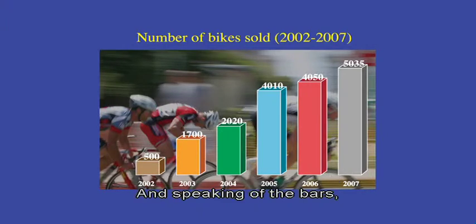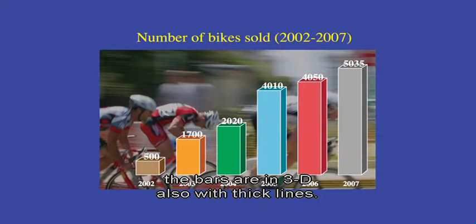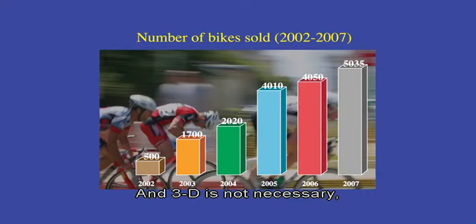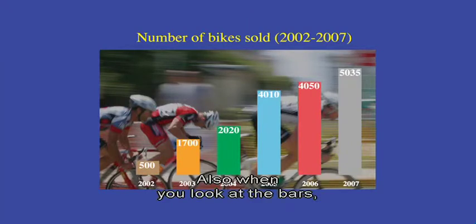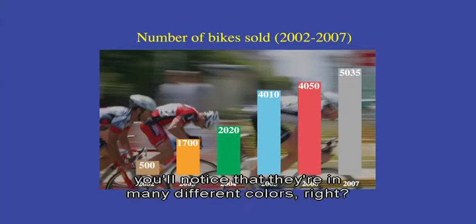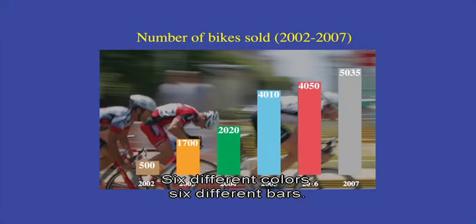And speaking of the bars, they are in 3D also with thick lines, and 3D is not necessary, especially when we're talking about 2D data. When you look at the bars, you'll notice that they're in many different colors, 6 different colors, 6 different bars. Why is that? There's no reason for that.